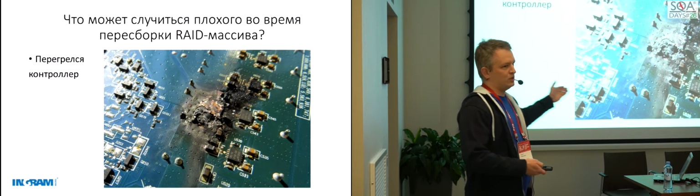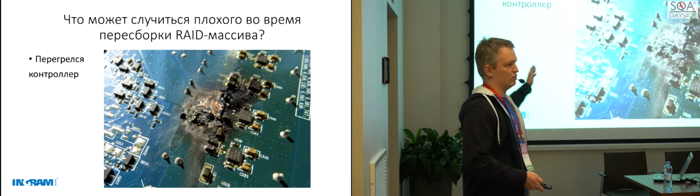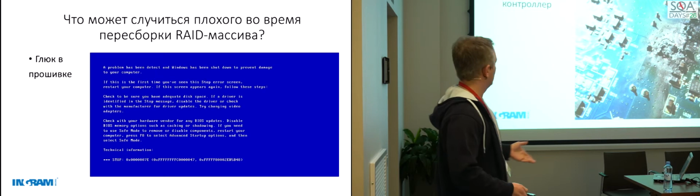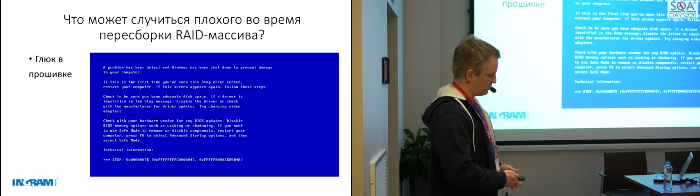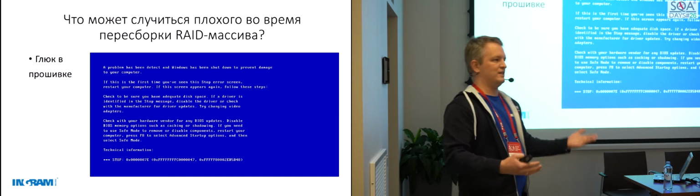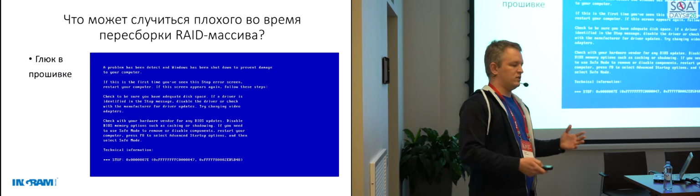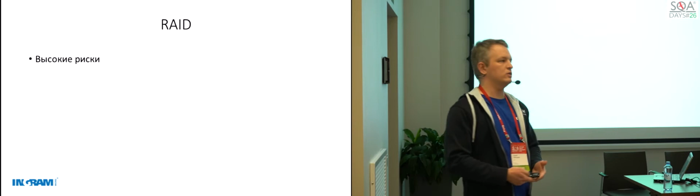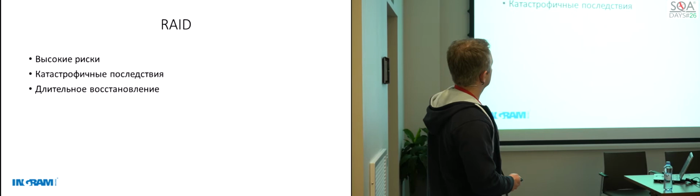The worst events usually happen at the wrong time. A controller may overheat when there is a rebuild, and it will destroy your RAID. Firmware glitches. Why does it happen during rebuild? Because during a normal situation, some parts of the disks are used frequently, some are not used, but during rebuild, they are all regularly read. In case of a RAID 5, all the disks, not one disk. Accordingly, during a RAID operation, there are high risks involved. In some cases, catastrophic aftermath like losing all the data.